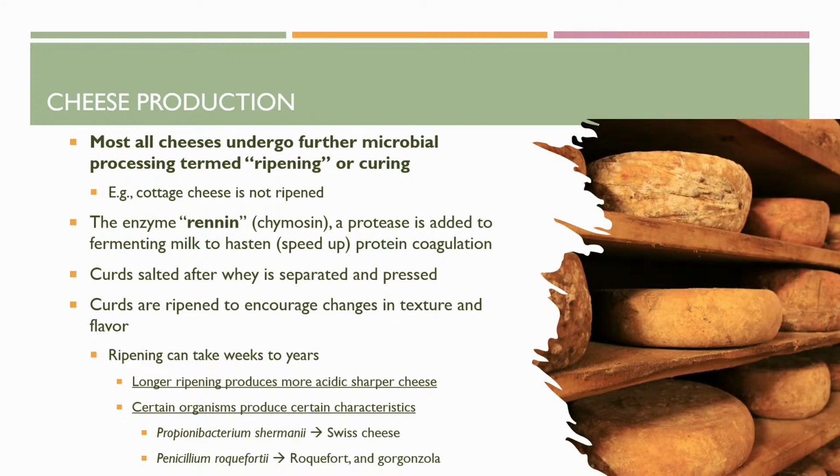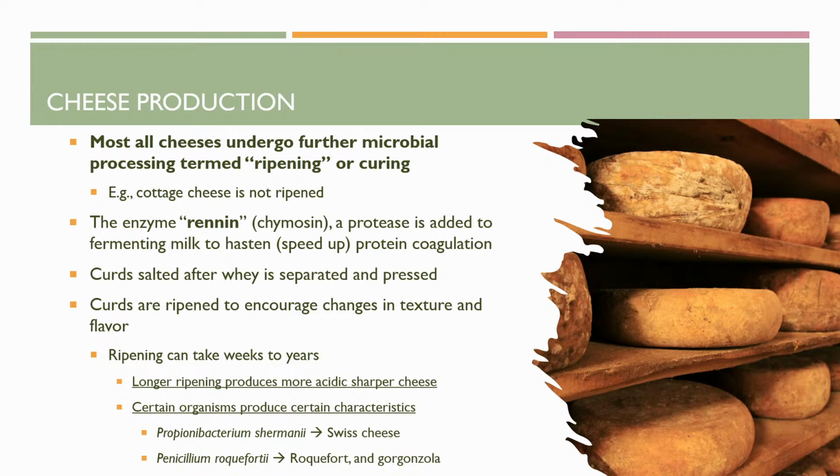But most of the other cheeses need more microbial processing, so they need to be either ripened or cured. So cottage cheese is not ripened, but for others, there's some additional processes. Different microbes that are used can help determine what type of cheese that you're left with. Remember, even a different strain can change the taste of what you're trying to make.